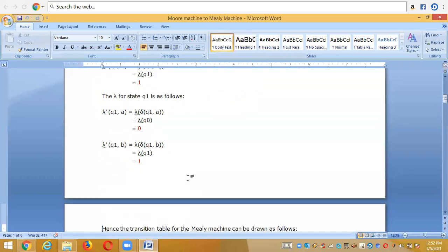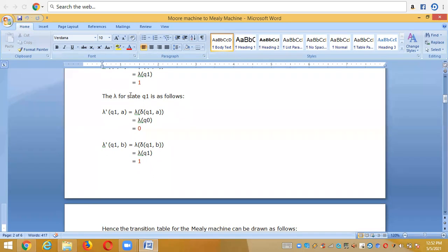So now lambda dash of q1 with a is lambda of del of q1 with a. Del of q1 with a means q1 with a goes to q naught. Now what the lambda of q naught is, it is 0. That means the output of q naught is 0. And the same you need to do for b also, q1 with b. So it is lambda of del of q1 with b. That means q1 with b goes to the state q1. And the lambda of q1 is 1.